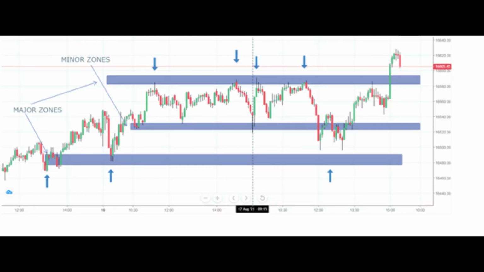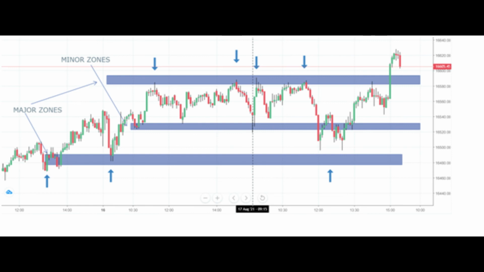Now let's have a look at Nifty's intraday analysis for today. This is a 5-minute intraday chart of Nifty. I have marked today's day using a vertical dotted line, and I have also plotted the major and minor zones for Nifty. With practice you will also be able to plot the zones.